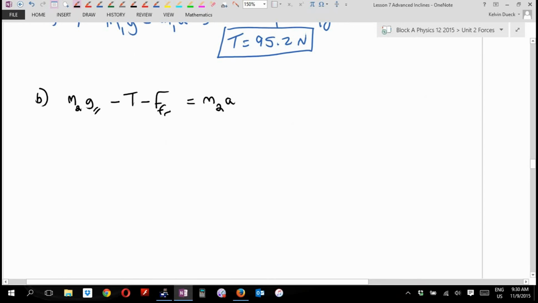This time, because we're only looking at one mass, the tension doesn't cancel. So, sorry, we've got some tension in our lives. M2G parallel minus tension minus mu times the normal force. Oh, I don't know the normal force. Oh, but look. I know another force the same size as the normal force.